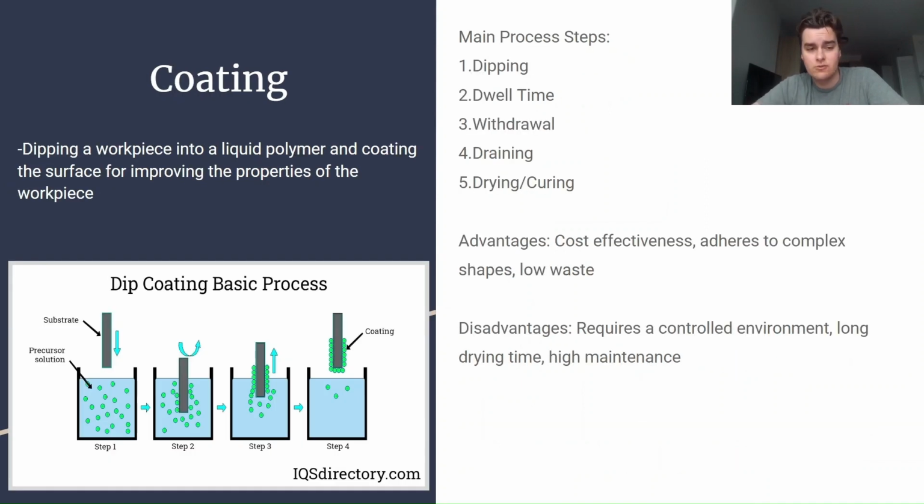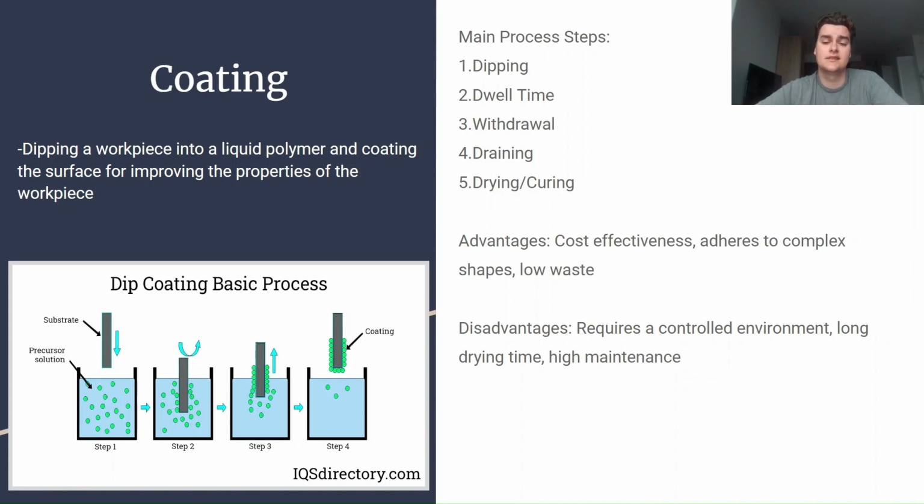Dip coating is a process where a workpiece called the substrate is lowered into a solution that has a liquid polymer inside it. The main process steps are dipping, where the substrate is lowered into the solution. It's held there, that's called the dwell time, and it is withdrawn. Then it is drained with another solution to prevent pooling of the coating, and to maintain the surface finish. And then it is dried and cured, maybe sometimes with a UV light to lock in that shape.